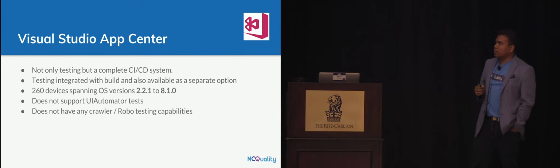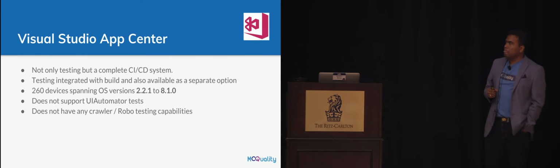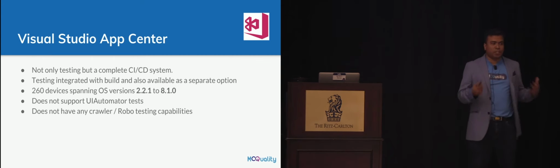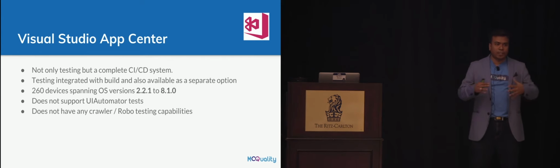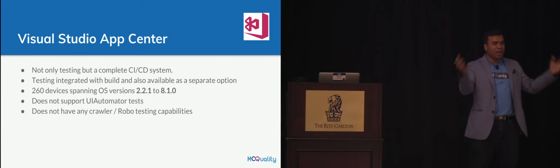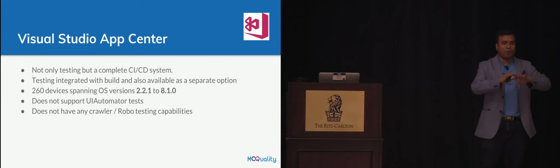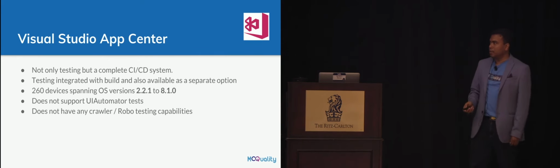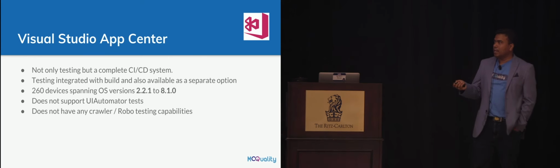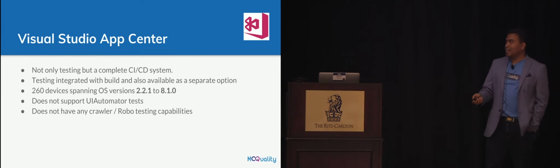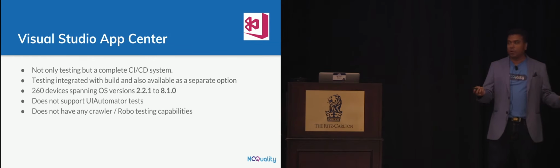Now let's look at the last one, which is Visual Studio's App Center. Now App Center is the most recent offering, and they try to position their service as an entire CI/CD process, right? So it's not just for testing. You have to use it for building, and if you want to do testing, there is an option for that too, right? So it's mainly for your entire app ecosystem. One thing that they have is they support versions from like Android 2.2.1. That's pretty old, right? They don't support UI automated tests, and they don't have any smart robot testing or crawling facilities.